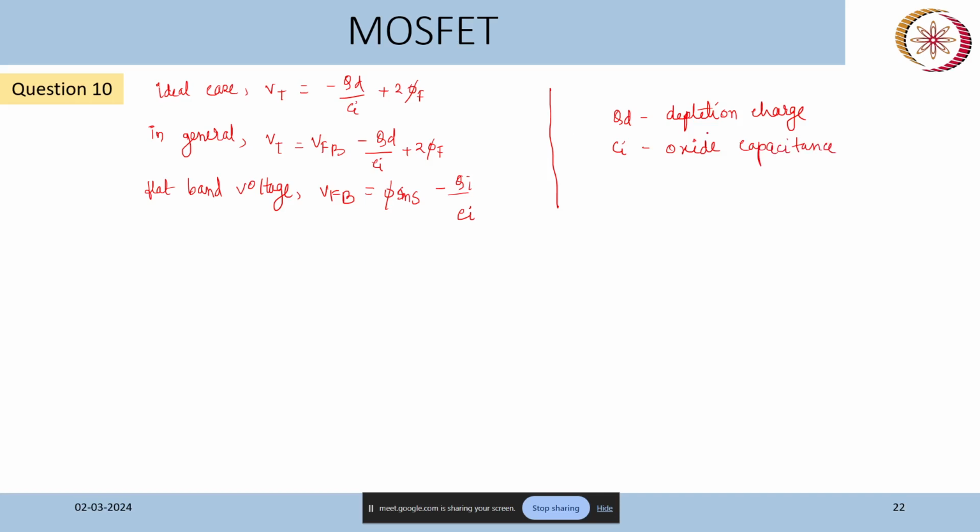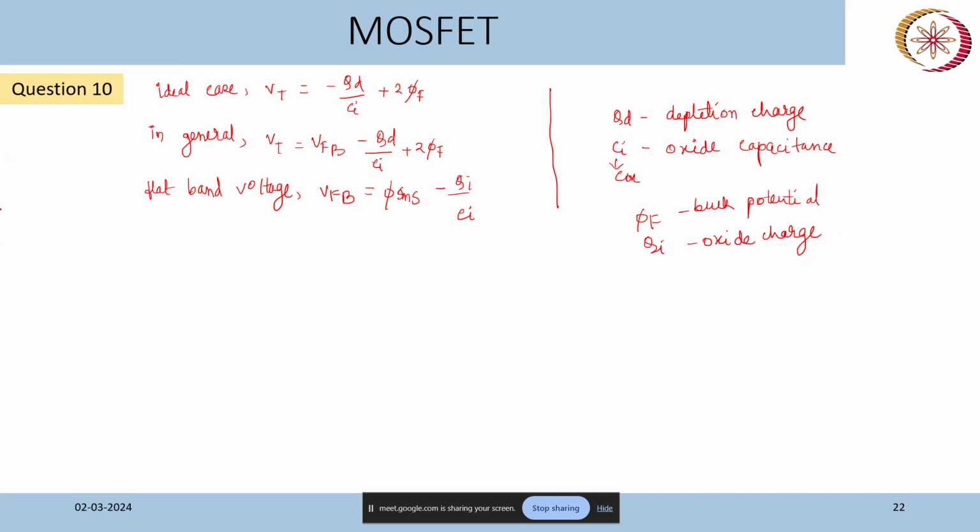Generally these are considered per unit area. This Ci may also be Cox in some books. And phi f is the bulk potential, and Qi is the oxide charge. Now, as I mentioned, you have to be careful with these signs here.